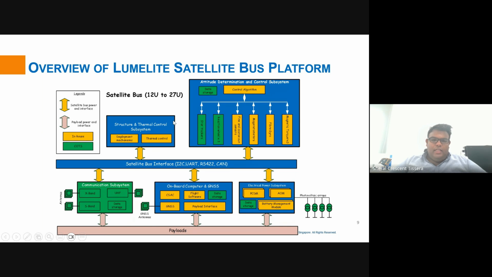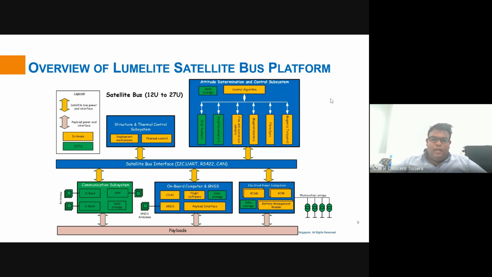Next, we have our structure and thermal control system, where it houses in-house developed deployment mechanisms and also both passive and active thermal control technologies. Next, we have our attitude determination and control system. It is one of the most complex systems on board the satellite and is responsible to reorientate the satellite to conduct the planned payload missions, and as well as orientate the solar panels towards the sun for power harvesting.